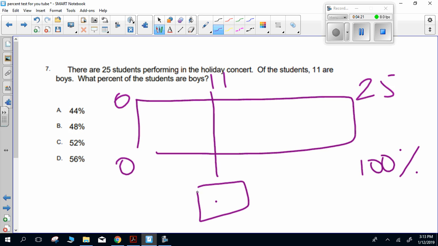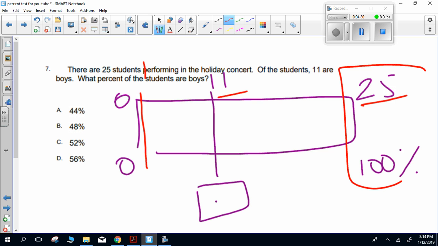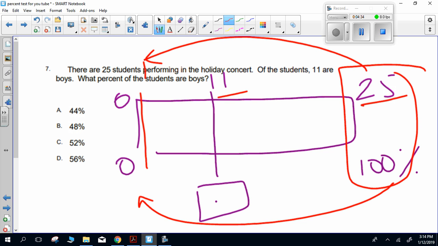So if I look at 25 and 11, they have nothing in common besides 1. So I have to go down to 1. So I know both of these numbers. So I'm going to divide this by 25 and then divide this by 25. So 1 kid represents 4%. So 11 kids would represent 44% of the band.